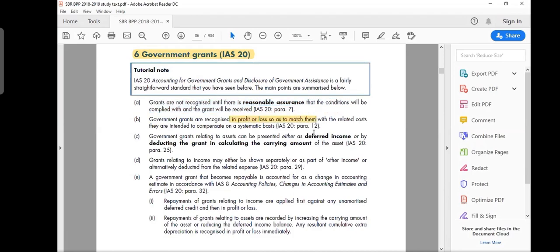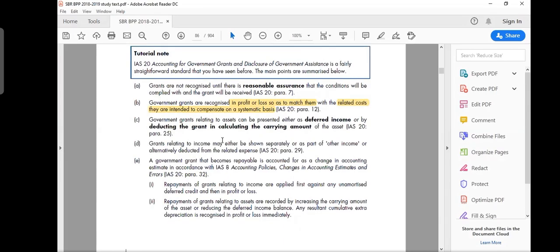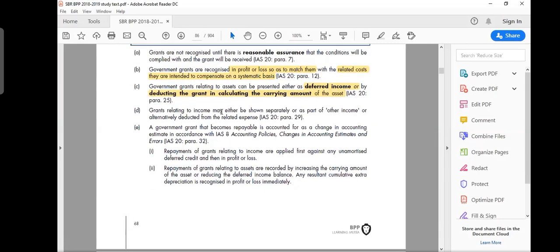Don't use the capital approach. The grants are recognized with the related costs that they are intended to compensate, on a systematic basis. As you are meeting the conditions, you are incurring some costs, and in order to match those costs, you are showing the related revenue. Government grants related to assets can be presented either as deferred income, which is the one I showed you, or by deducting the grant in calculating the carrying amount of the asset. Grants relating to income may either be shown separately or as part of other income.